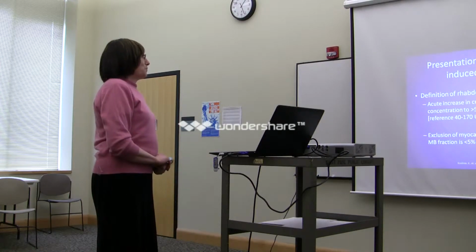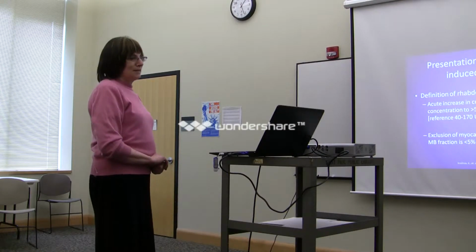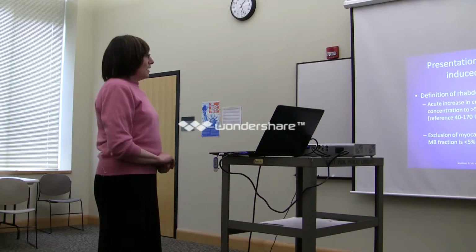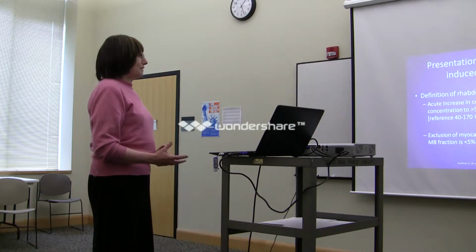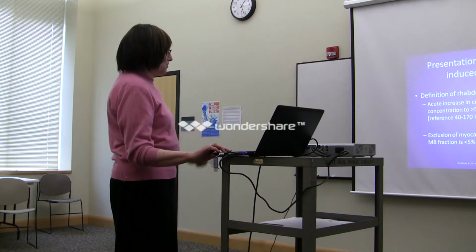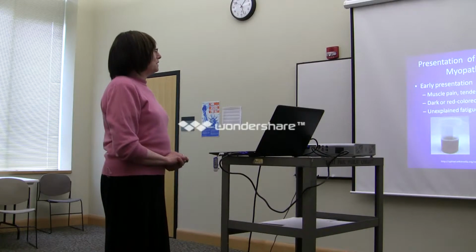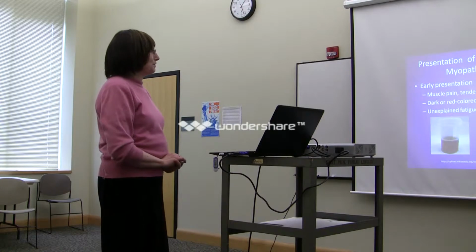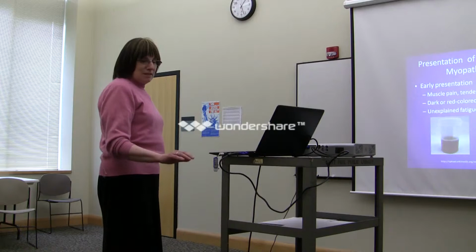The definition of rhabdomyolysis is an acute increase in the creatine kinase serum concentration to 5 times the upper normal limit, and also the exclusion of myocardial infarction with the creatine kinase MB fraction being less than 5%. So in this study, they did rule that out. The early presentation would be muscle pain, tenderness or weakness, and darker red color urine. In the literature, I've seen a Coca-Cola look, and unexplained fatigue.